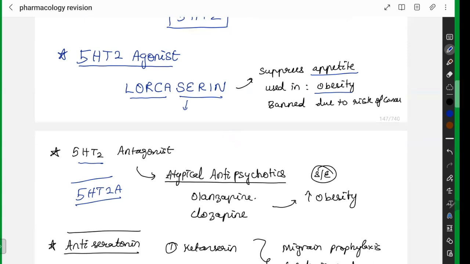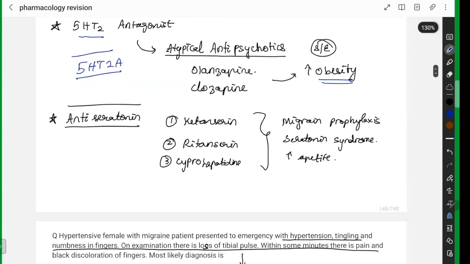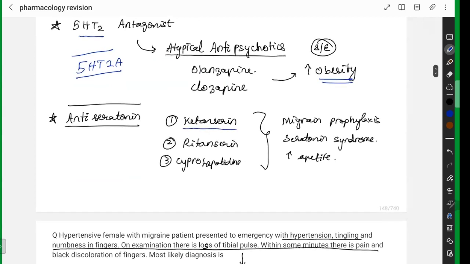So when you give this to an obese patient, what happens? They will have an increase in weight gain. So the side effect is going to be obesity, and the contraindication is in an obese patient: you should not give olanzapine and clozapine. Then anti-serotonin drugs, you have ketanserin, ritanserin, and cyproheptadine. These drugs are used as migraine prophylaxis as well as in serotonin syndrome.